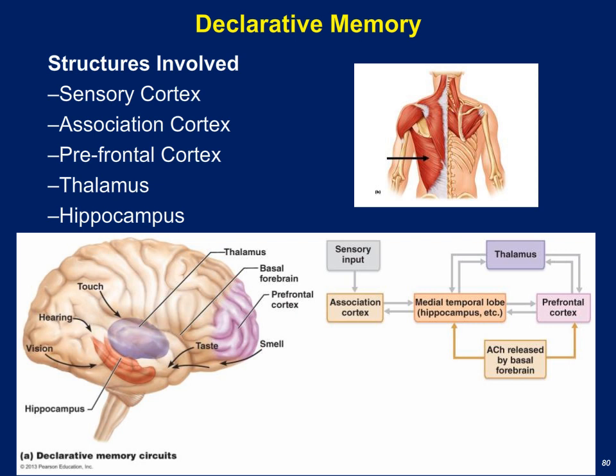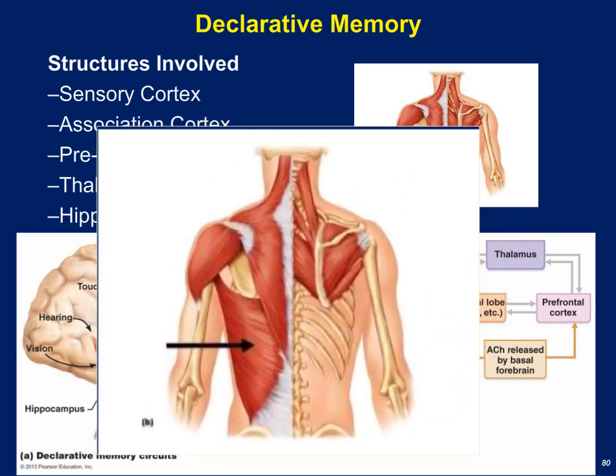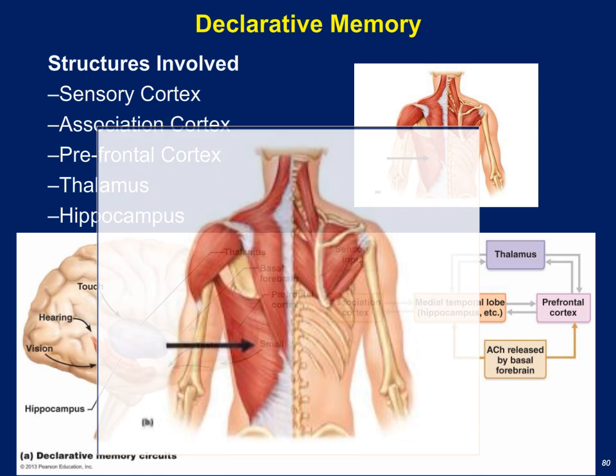For example, take a look at the picture at the upper right portion of the screen. You can see that we have part of the muscular system shown and that I have an arrow pointing to a particular muscle. So what muscle is that? Well, if you think back, you will remember that this is the latissimus dorsi. And memorizing this muscle's name, latissimus dorsi, again, is factual or declarative memory. The way that you remember that muscle was through repetition and maybe even association.